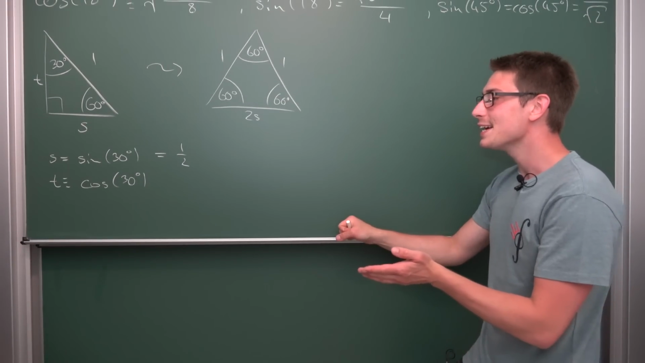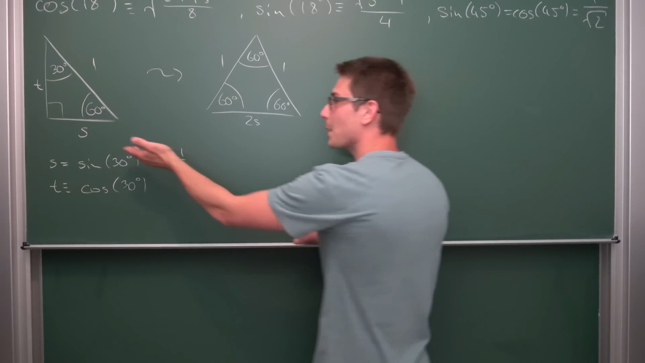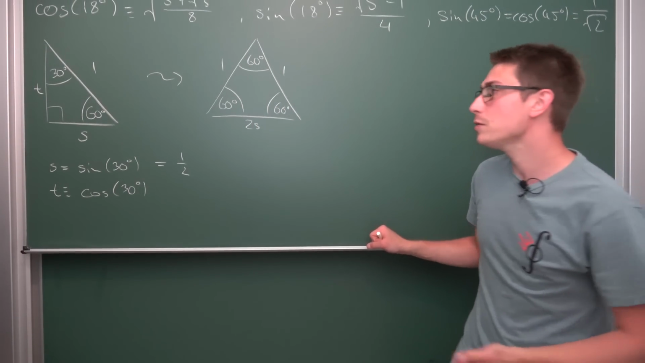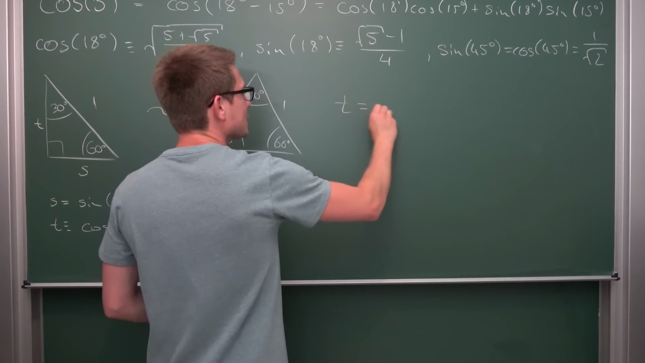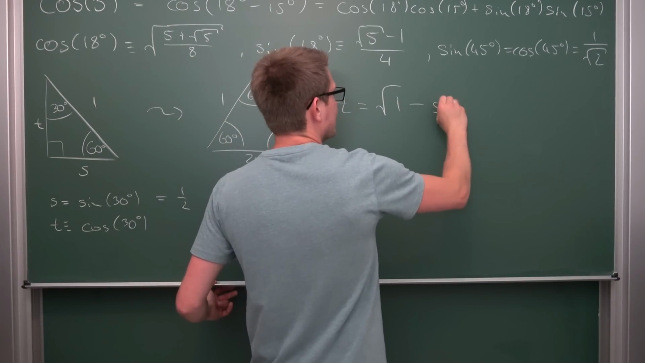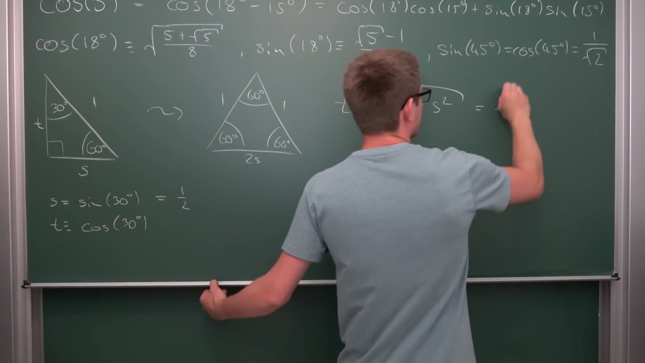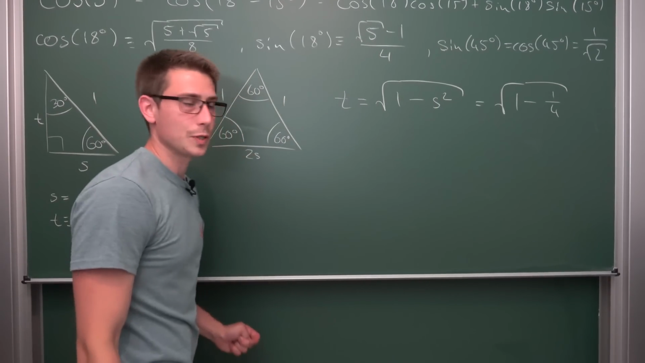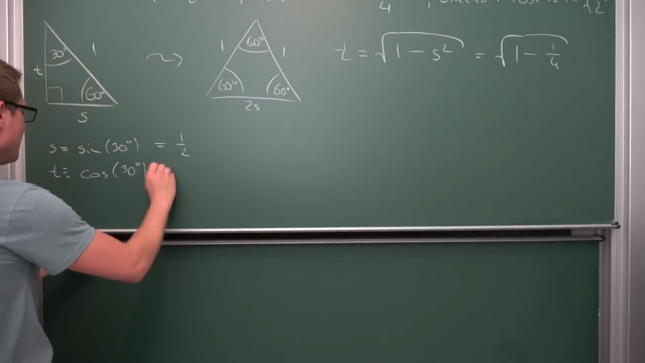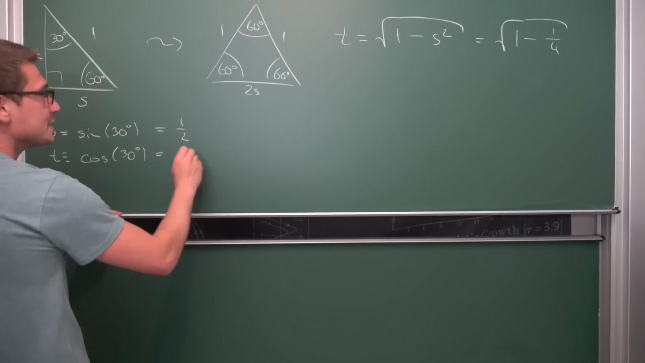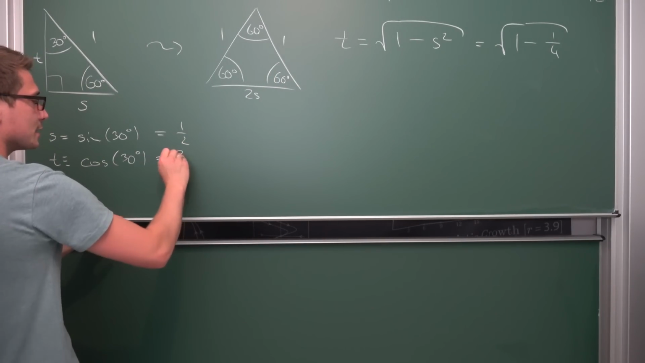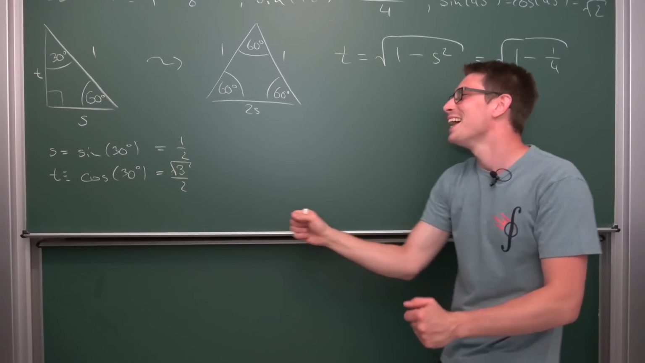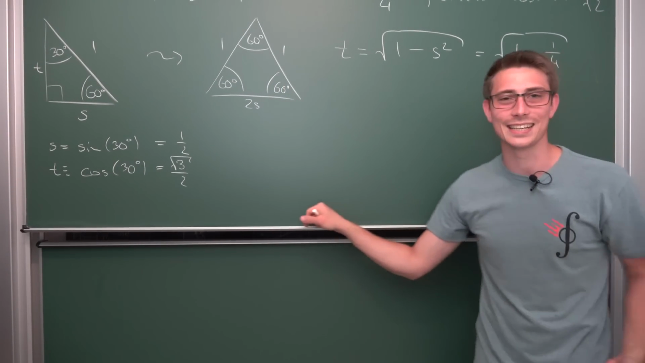I love it. And once again, by using Papa Pythagoras, the value for t is also going to follow completely trivially. Namely, we know that t is once again the square root of 1 minus s squared, which is going to be just the square root of 1 minus 1/4. 1 minus 1/4 is 3/4, leaving us overall with a value for the cosine of 30 degrees being equal to just the square root of 3 over 2. That was so easy. I love it. This is just ridiculously nice.